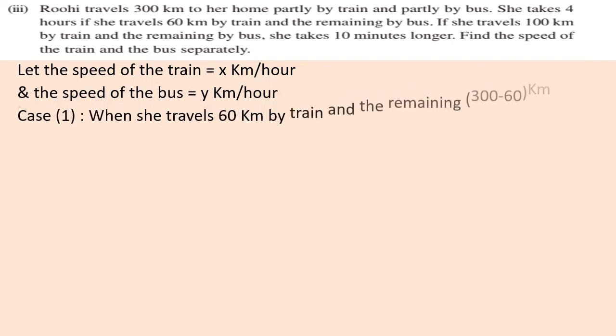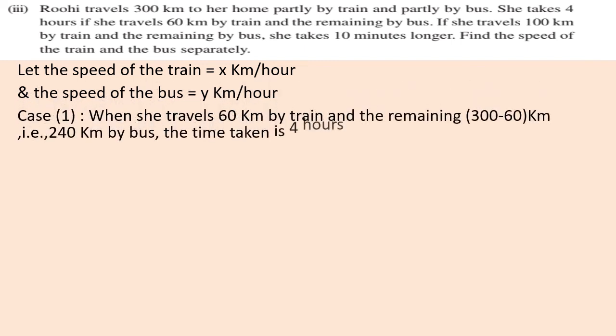Now, in case 1, when she travels 60 km by train and the remaining by bus, the total distance she has to travel is 300 km and 60 km she travels by train. So the remaining 240 km she travelled by bus and the time taken is 4 hours. And we already know that time equals distance upon speed.